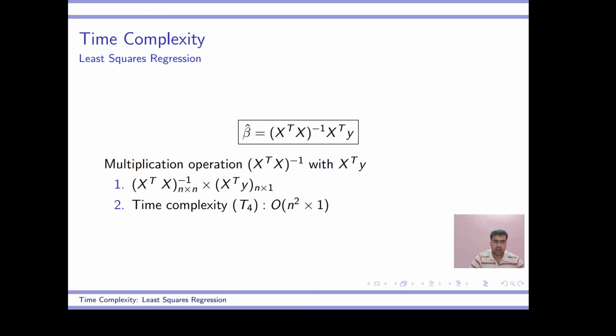Okay, now when we will be multiplying two different matrices, one of the order n into n and the other of the order n into 1, the time complexity involved would be order of n square into 1. Okay.